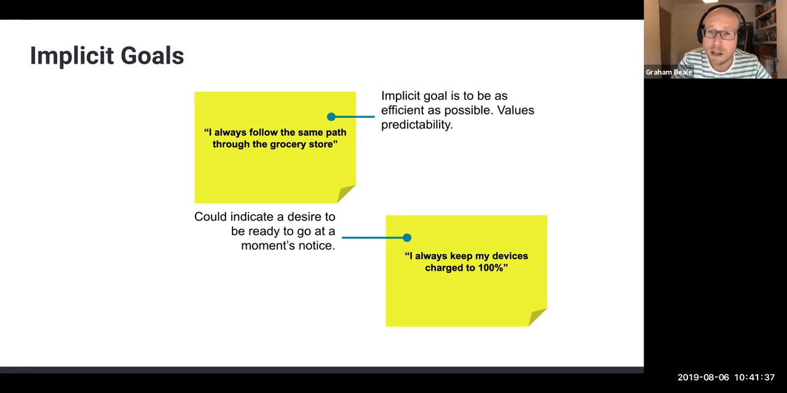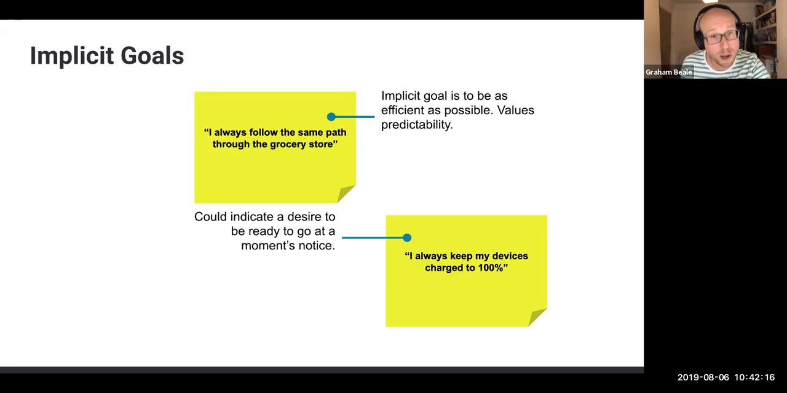Another one here is, I always keep my devices charged to 100%. And that gives a sense of, well, maybe they don't know what's coming up in their day. Maybe they're going to be traveling for long periods, or maybe they're going to be without a power point for a long portion of their day. So these are quite difficult things to pick up on, and often when you're transcribing, you may only see these things on reflection. You're probably not going to come up with these in the sessions when you're transcribing the notes, but on reflection you're going to think, oh, I wonder if they meant this.